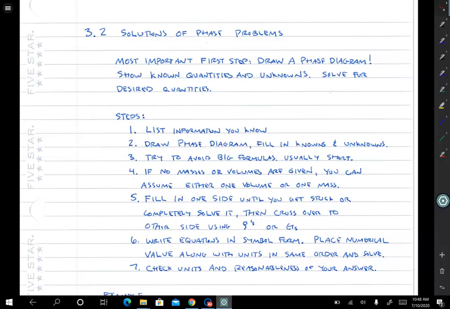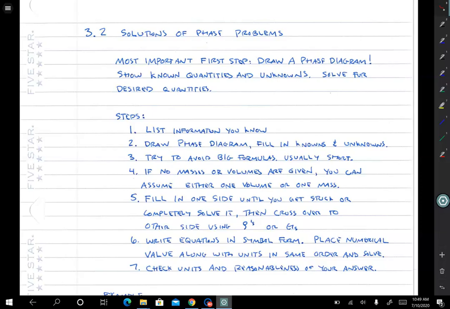So the most important first step that you should always start with is to draw a phase diagram. You want to actually have a drawing with all of the different masses and volumes labeled, and leave enough space so that you can write numbers in there too, because you're going to want to add the numbers so that at the end you can go through and quickly compute the things that you want. So you want to show all of the known quantities and the unknowns, right? So label everything you know, leave everything else blank, and then solve for the desired quantities. It's really basic. This is not difficult math or anything like that, so no problems. You just have to be a little organized in your approach.